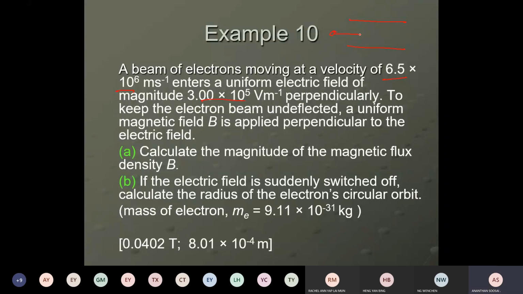The charged particle moves horizontally. The electric field is downwards, let's say. So the charged particle enters perpendicularly. Okay. To keep the electron beam undeflected, and this is something new for you, a uniform magnetic field B is applied perpendicular to the electric field. Can we do that?